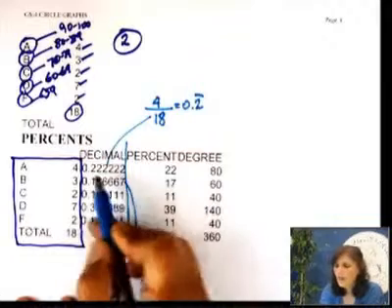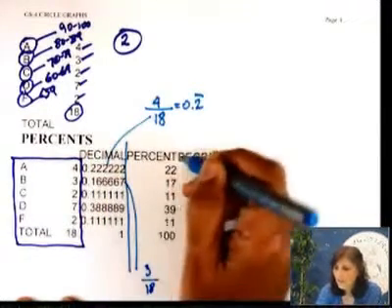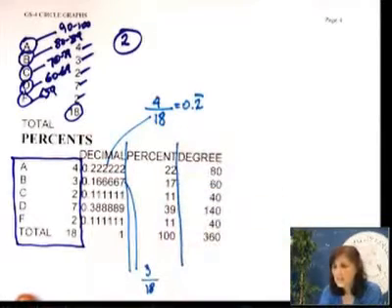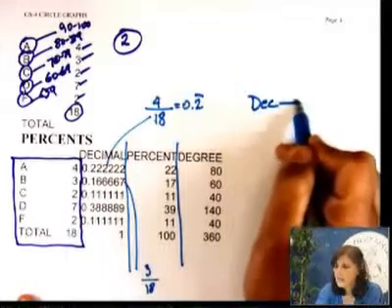Then I went, okay, well, this decimal is not very good. I don't like decimals all that much. I went and I changed the decimals into percent. So how do I go from decimal to percent? Decimal to percent.